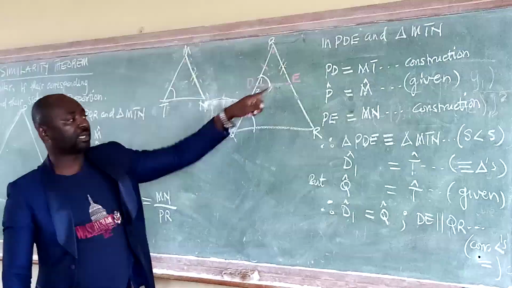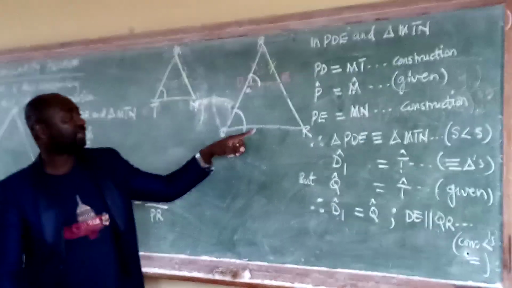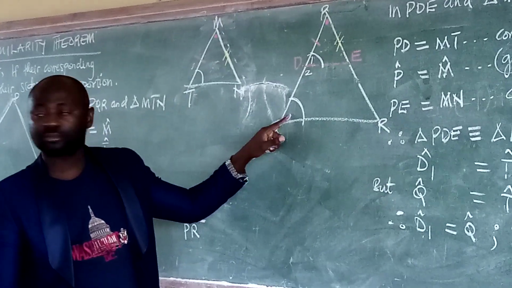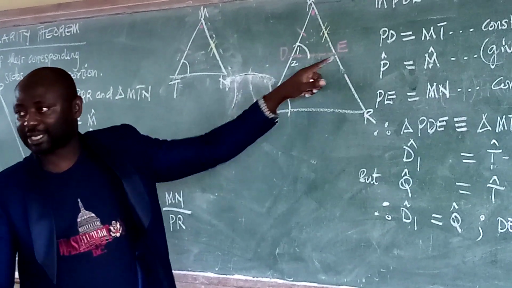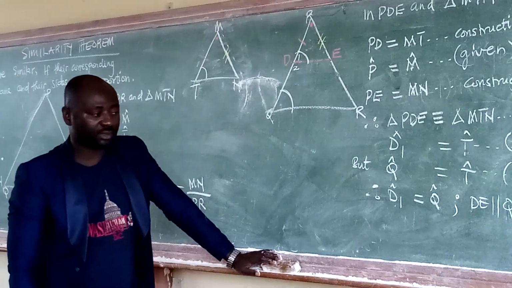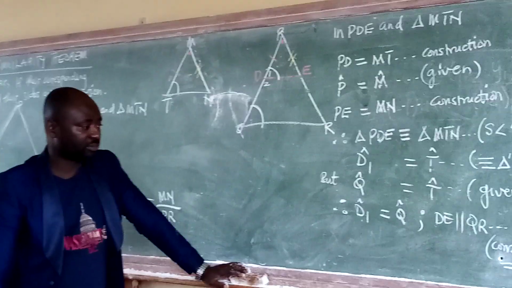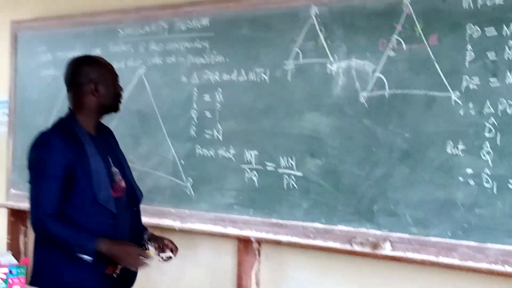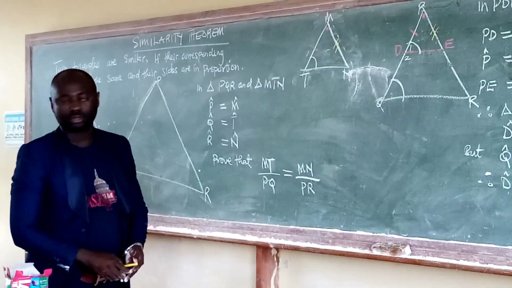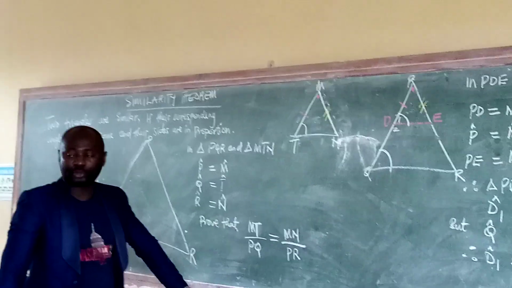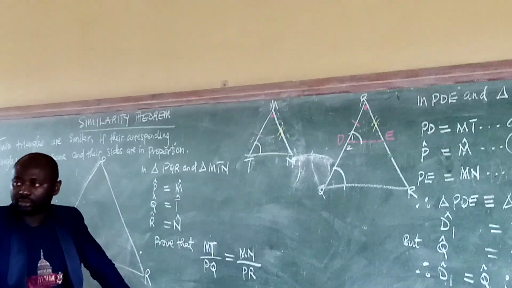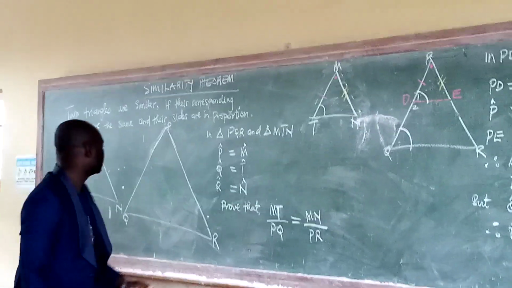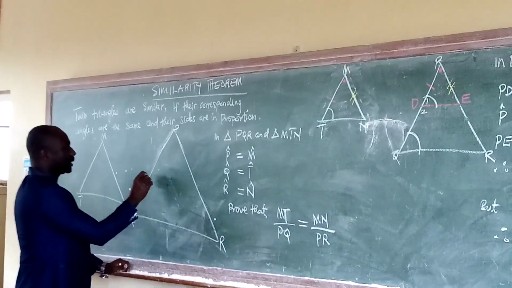Because these lines were not parallel initially, but because you managed to prove angle D1 to be the same as angle Q, then it means these lines are parallel. Reason: corresponding angles equal. Now, the moment we write that, we need to go back and prove proportional. We now have to prove them to be proportion. Are you following? Yes. So now when we are going to prove them to be proportion, we are going to leave the smaller triangle and come here.